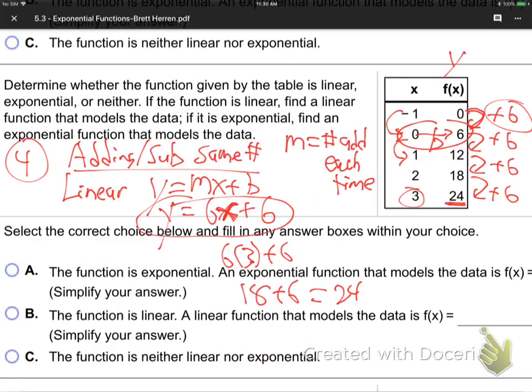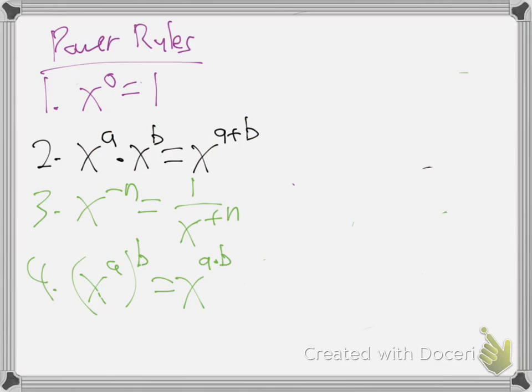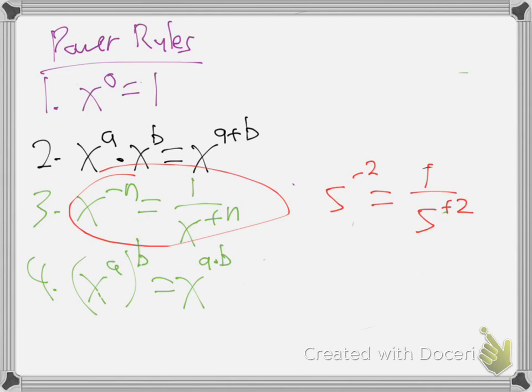Go back to the power rules. Where are they? Somewhere. Here. Remember, negative powers like 5 to the minus 2, for example, is 1 over 5 to the positive 2. Negative powers flip. Fractions are negative powers. That's the curveball. They're sneaking it in on us.